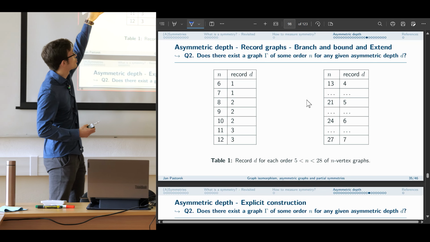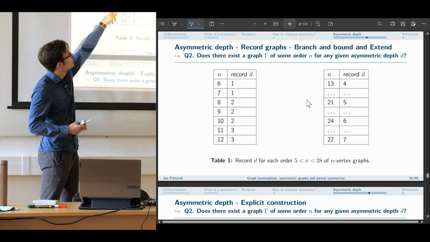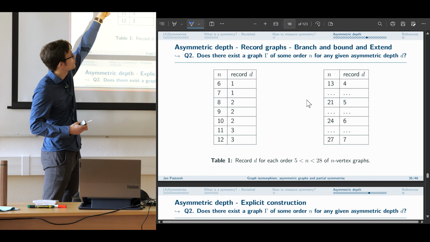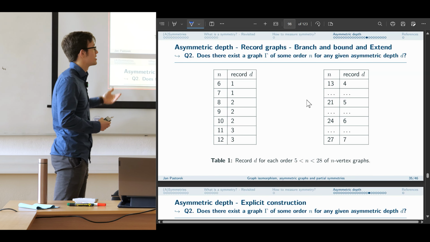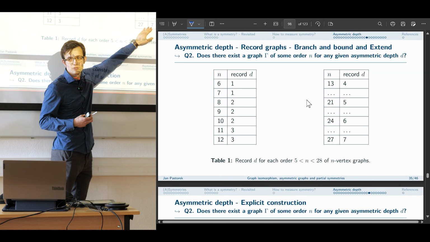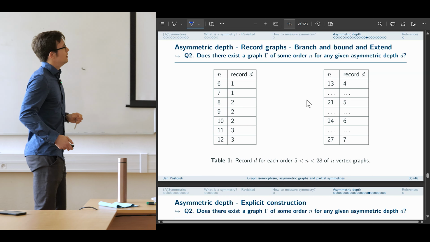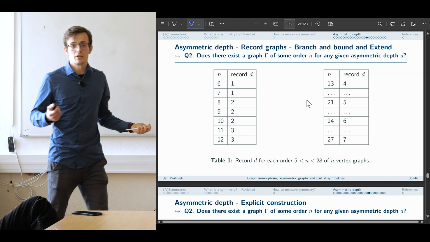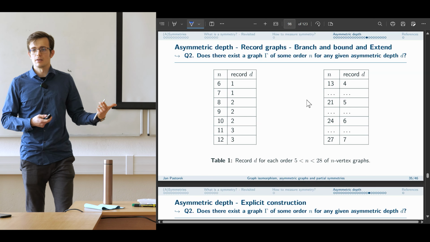And we collected the record graphs. And this is the table that shows you for each order of graph, which is n, the maximum record asymmetric depth on that order. And so as you can see, with the order of the graph, the asymmetric depth tends to increase for the record values. So then you would like to ask, can I find examples for any value of asymmetric depth?